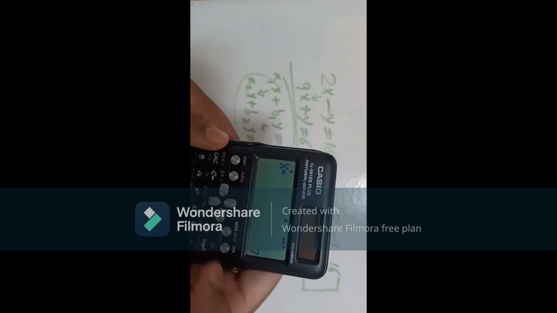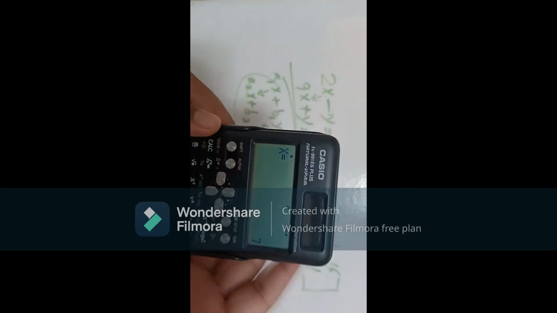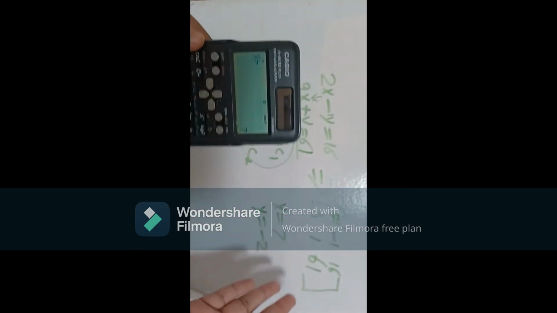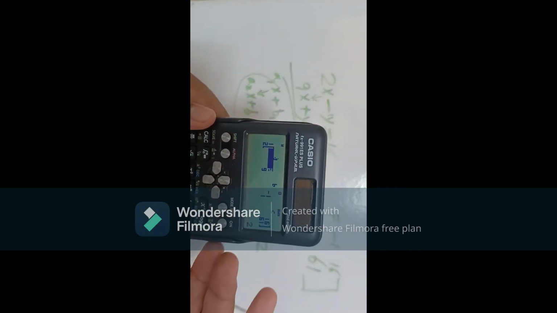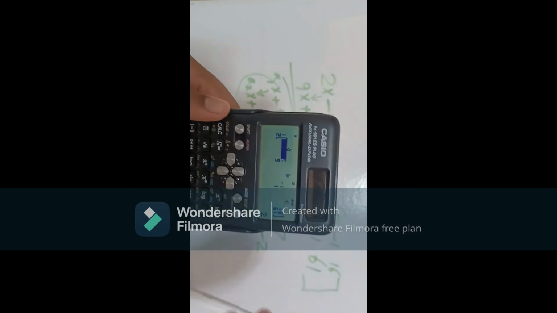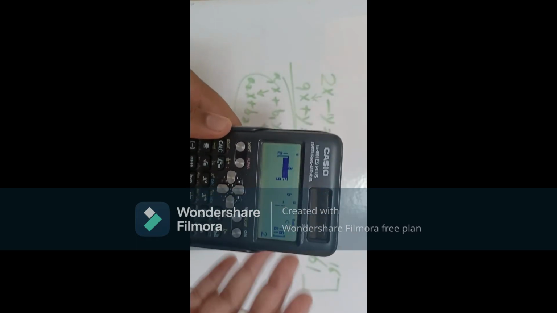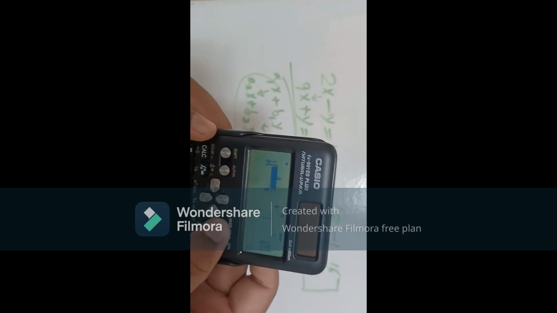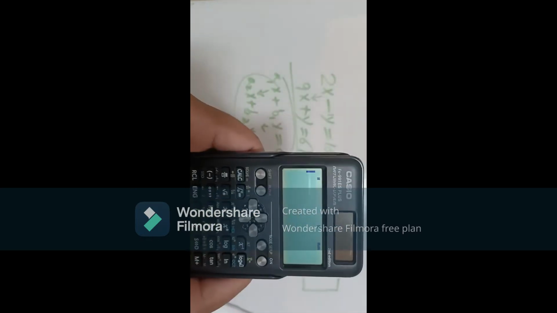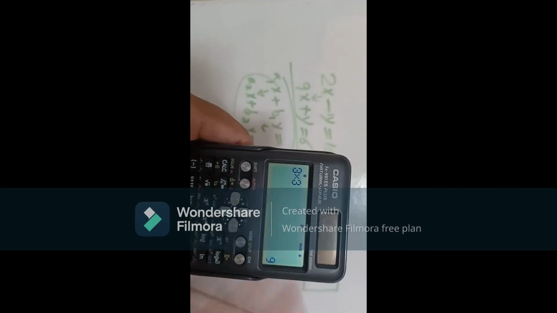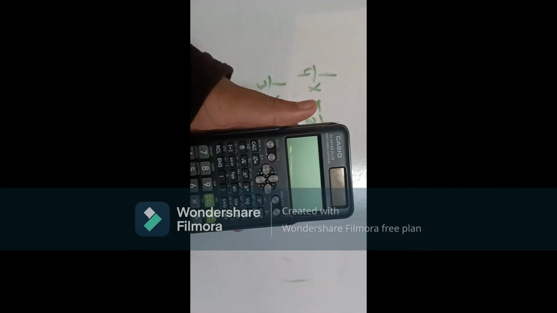Alright, and now let's say that you've just finished solving it. It gives you the matrix back. So here's the way to get back to your regular calculator. Press mode, then press 1. And then you will get your regular calculator, like 3 multiplied by 3 gets 9, the same old calculator.